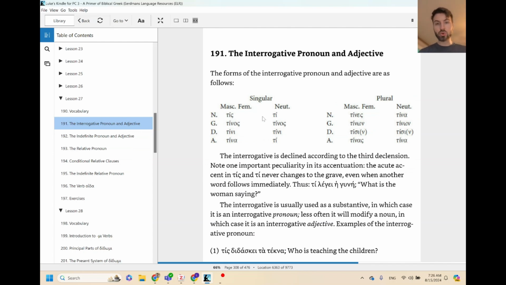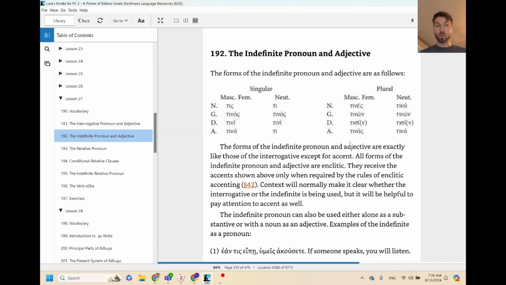Tis just means who or what. So what is the woman saying? And it introduces a question. Where, or if it's not introducing a question, it is used as the indefinite pronoun, meaning, so like looking at our example here, if someone speaks. So rather than a definite pronoun, like if he speaks, right, that would be a definite pronoun, talking about a definite thing. We know who we're thinking about. Where here we're talking about indefinite. We don't know if someone speaks.